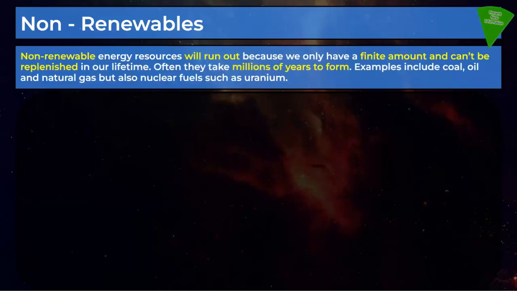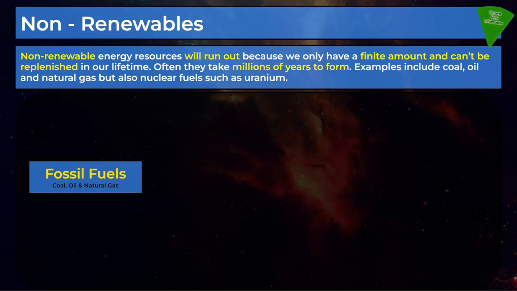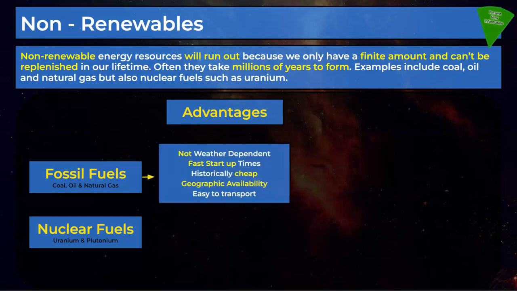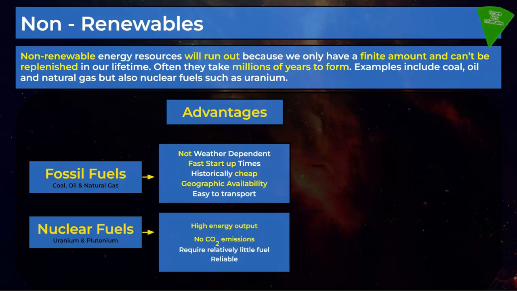So if we summarize our non-renewables, then we can say we've basically got 2 types. We've got fossil fuels and we've got nuclear fuels. So the 3 fossil fuels you should be aware of are coal, oil, and natural gas, and our nuclear fuels are uranium and plutonium. The advantages of fossil fuels are that they are very reliable. So they're not dependent on the weather. They have fast startup times. If we want more electricity, we just burn more coal. Historically, they've been very cheap and geographically available, and they're reasonably easy to transport.